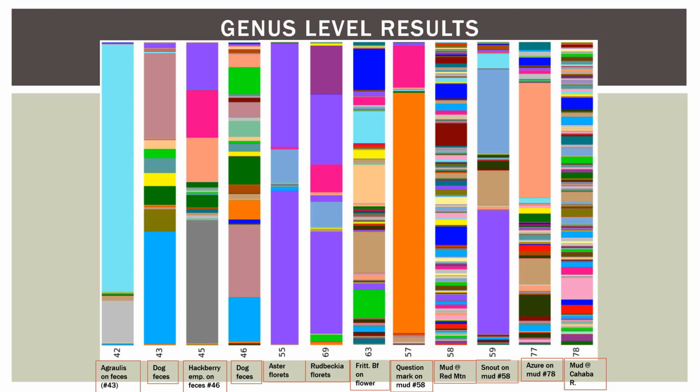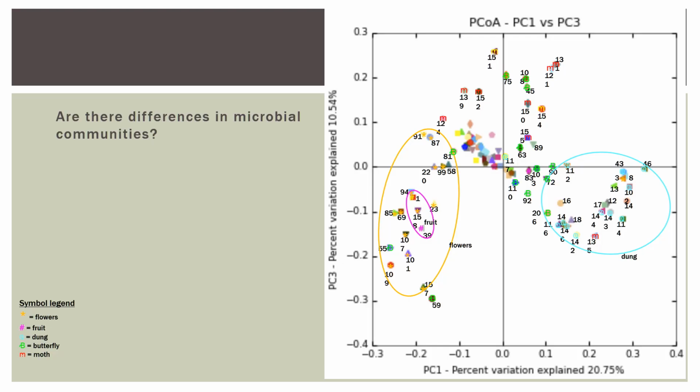So we've been looking at a variety of different food substrates and gut contents of moths and butterflies to see what their bacterial communities look like. And one of the questions that we've had is, if you look at a bunch of different food sources, do their bacterial communities seem similar? And it sort of looks like it.